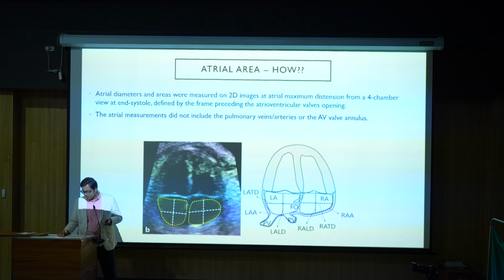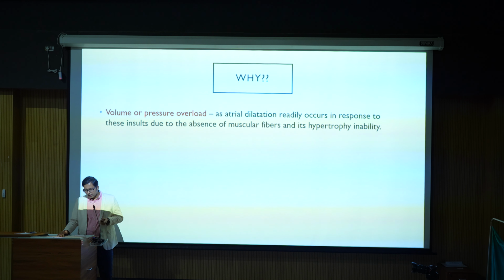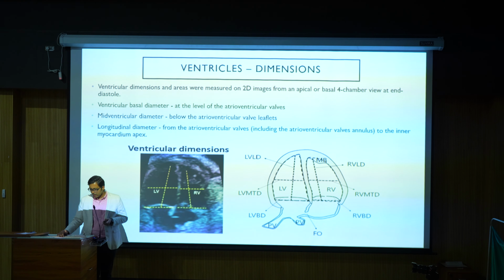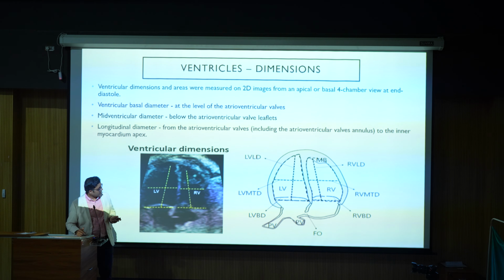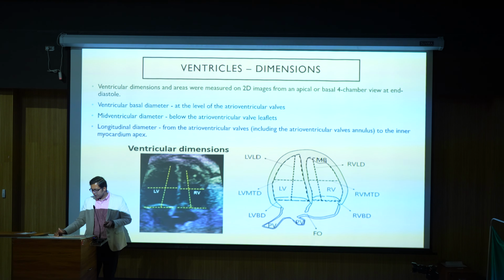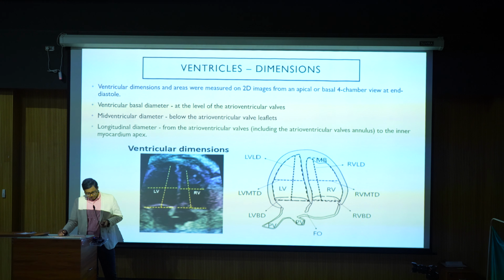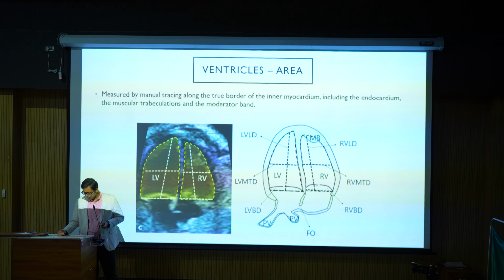So the ventricular and atrial areas, obviously in cases of volume or pressure overload, we have to calculate the area and the dimensions. In ventricles, again the transverse diameters and the longitudinal diameters can be calculated, and based on the Z-scores we can get an idea whether it is too dilated, too small, and other pathologies.